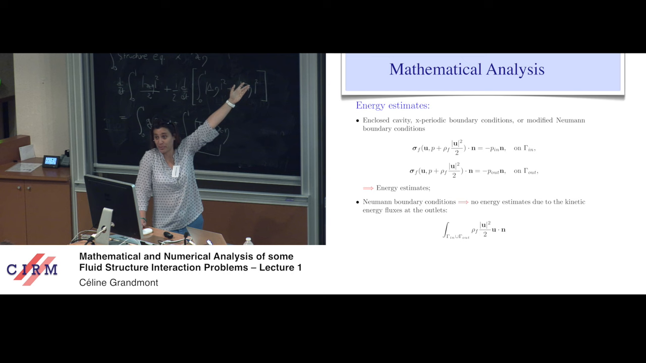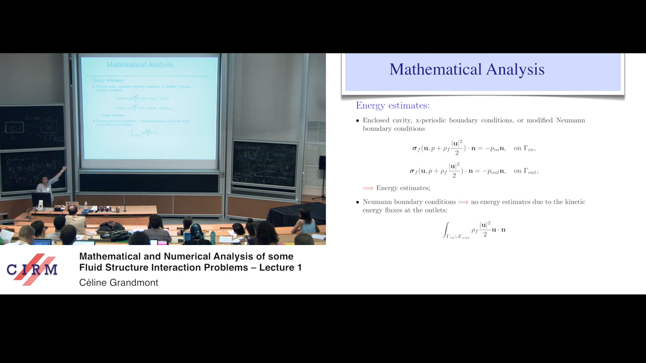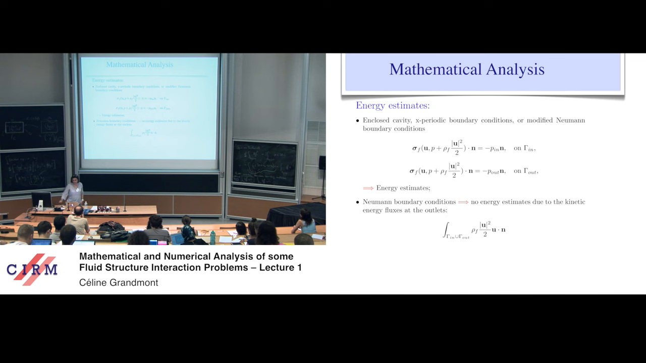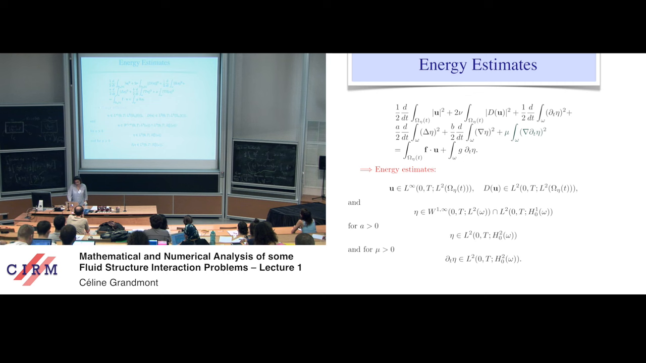But from the numerical, physiological point of view, what is the meaning of such boundary conditions? It may change a lot the velocity profile, so you may be far from what you expect in reality. So, in these conditions, you have energy estimates, and with Neumann boundary conditions, you have no energy estimates. So here are the energy estimates you obtain.